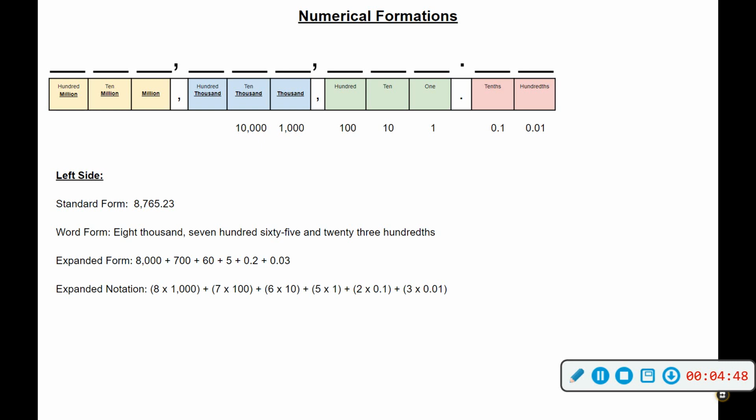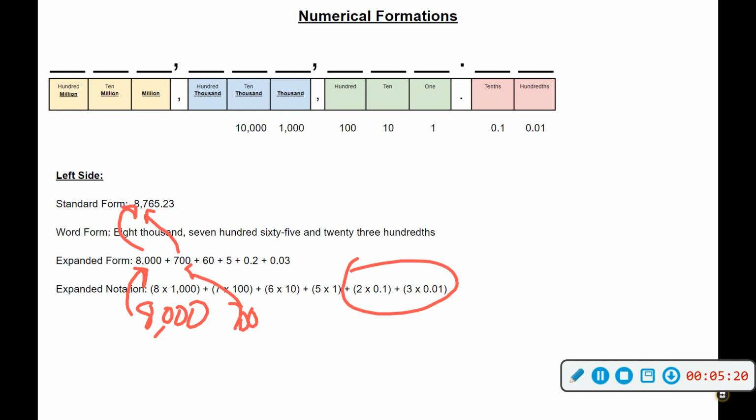You can use your multiplication strategies to help you with this. For example, we have 8 times 1,000, we know that is 8,000, which is starting to represent our expanded form, which comes back from our standard form. Then we're going to add the 7 times 100. 7 times 100 is 700, which is where we get that 700 in its place. We continue this on, but the real issue that I've noticed students struggle with are the decimal parts.